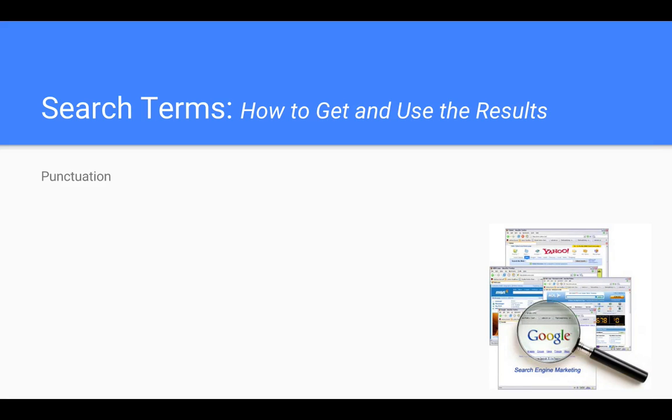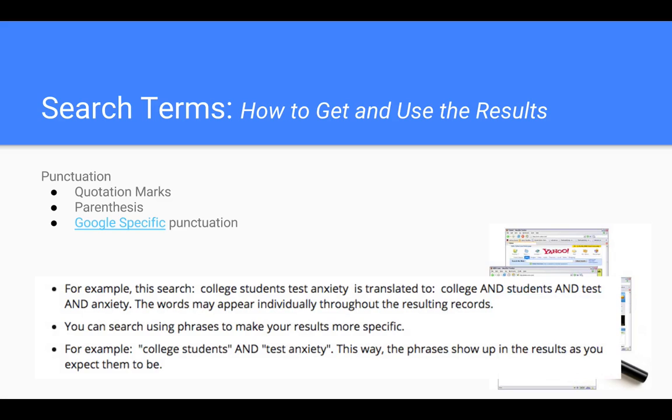Something else to consider, this is also a Boolean strategy: punctuation. You can use specific punctuation in your search. The first one being quotation marks, parentheses, and then I have some Google specific ones. The quotation marks would help to make sure I'm getting that exact phrasing.